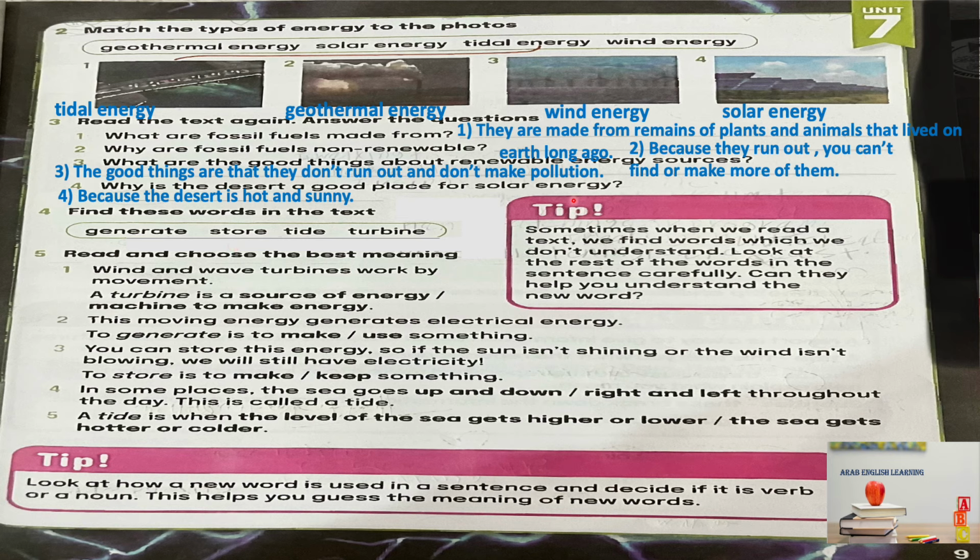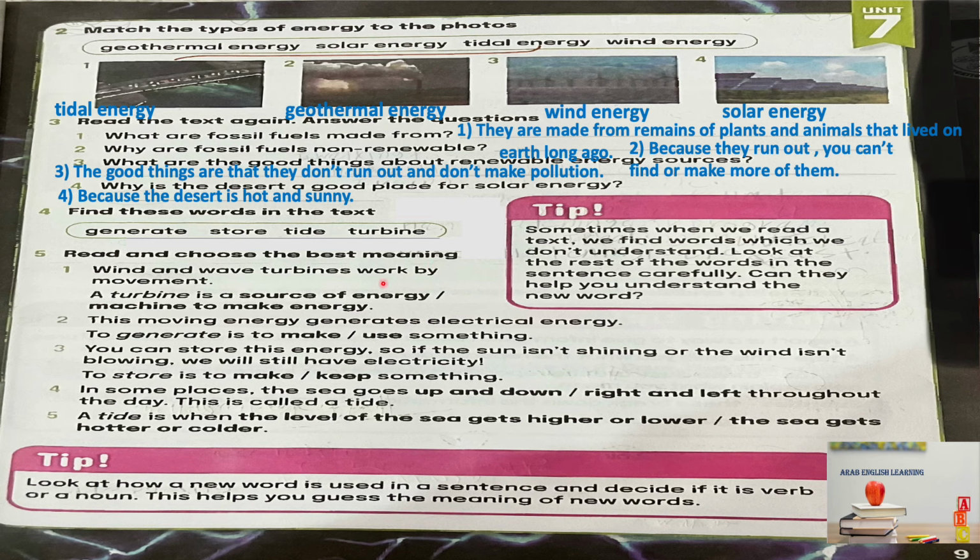And here is a tip about strange words. Sometimes when we read a text, we find words which we don't understand. Look at the rest of the words in the sentence carefully. Can they help you understand new words? Try to understand the words from the whole meaning. Exercise 5. Read and choose the best meaning.